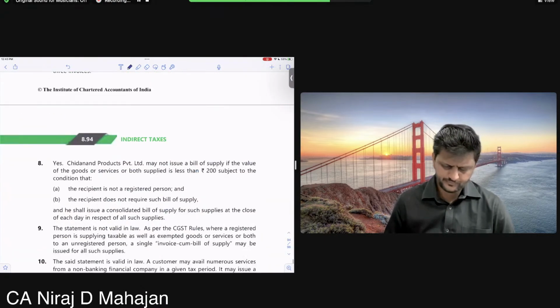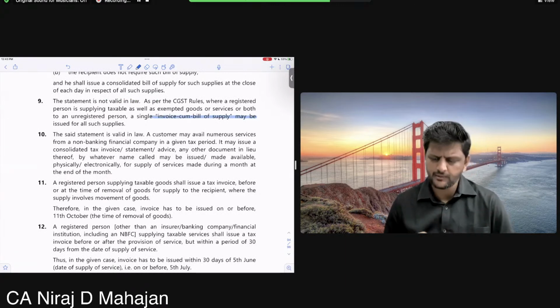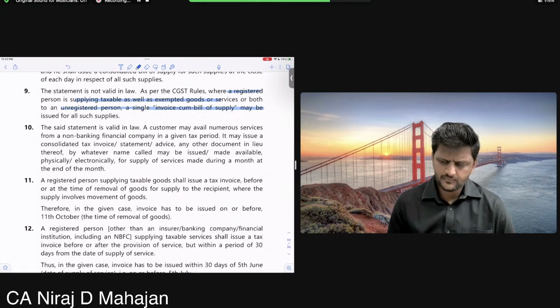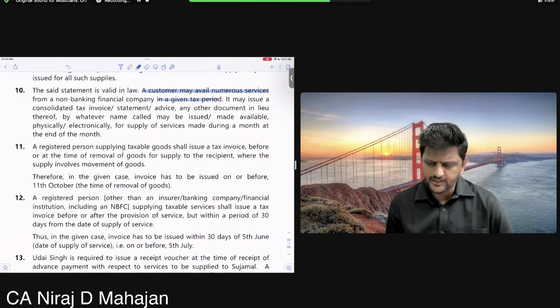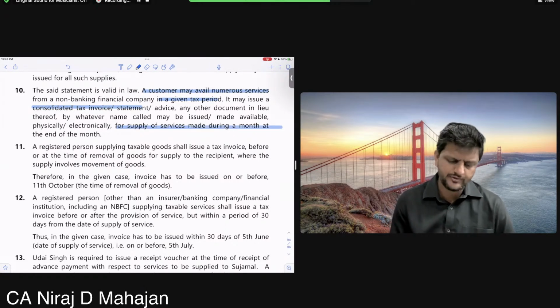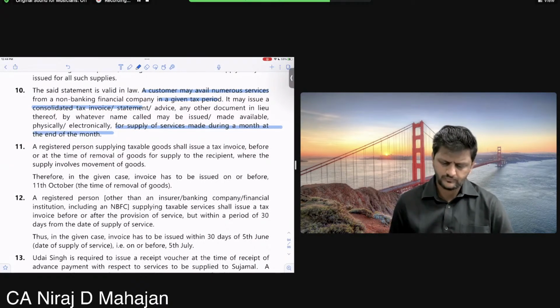Ninth. Check here, in this invoice cum bill of supply. That is allowed. And 10th, a customer may avail numerous services from an NBFC in a given tax period. It may issue a consolidated invoice for the supply of services made during a month at the end of the month. Yes. Okay. Done.